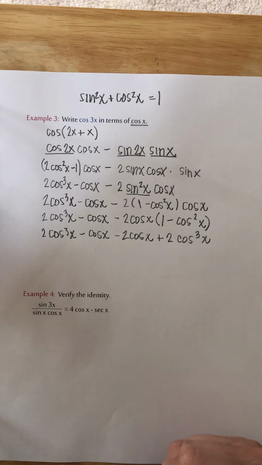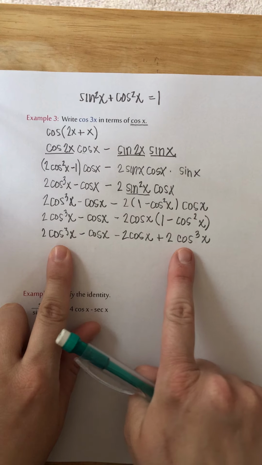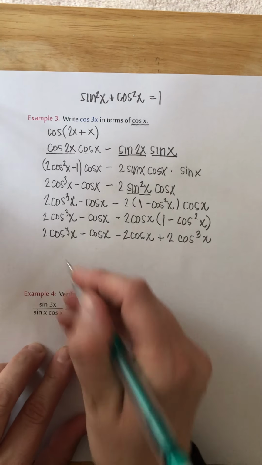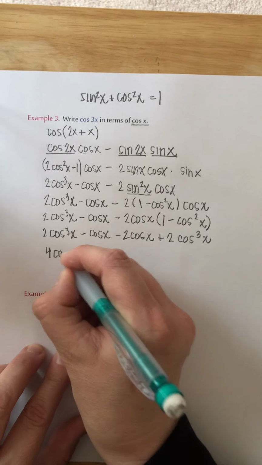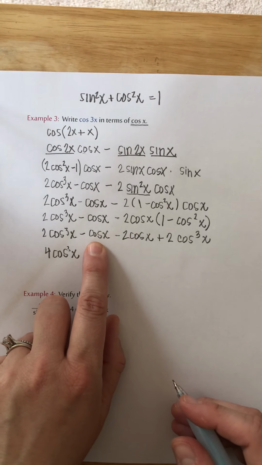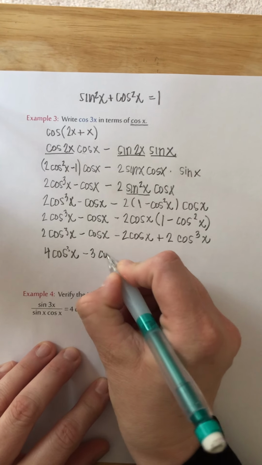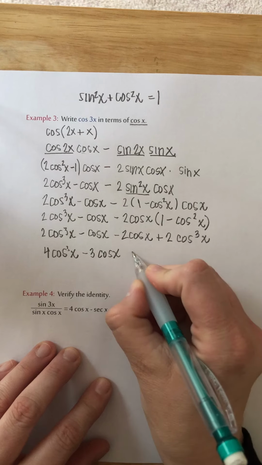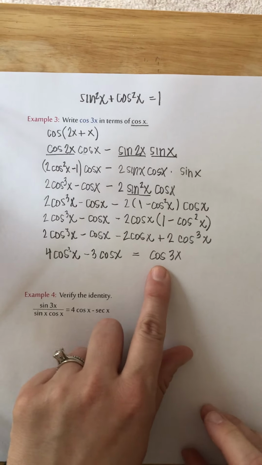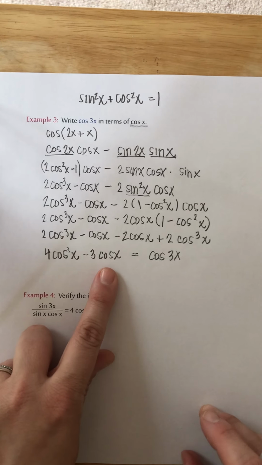So we now have everything in terms of cosine x, but I think we can combine like terms because these 2 things are alike. So 2 cosine cubed x plus 2 cosine cubed x is 4 cosine cubed x. And then negative cosine x minus 2 cosine x is -3 cosine x. And so that's what that cosine of 3x that we started with would equal in terms of nothing but cosine x's.